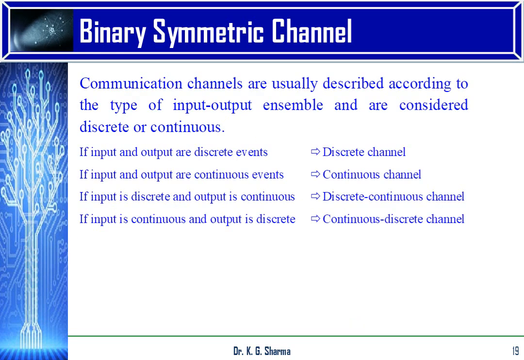Communication channels are usually described by the type of input-output ensemble and are considered discrete or continuous accordingly. If input and output are discrete events, then channel is called discrete channel. And if input and output are continuous events, then it is called continuous channel. And in this way, we can define several other channels.